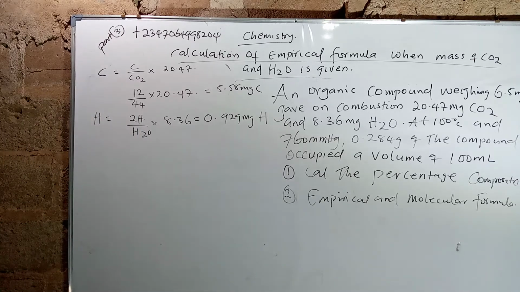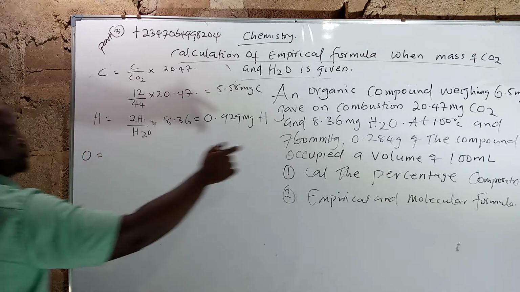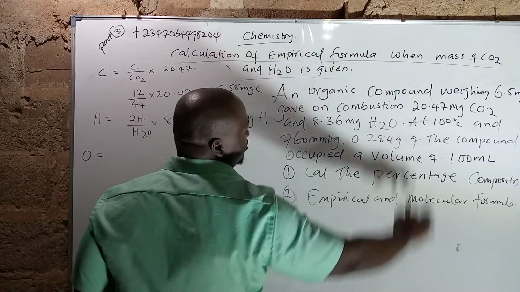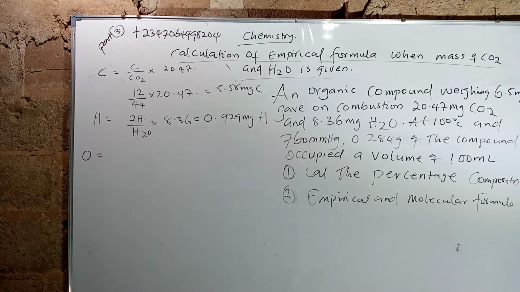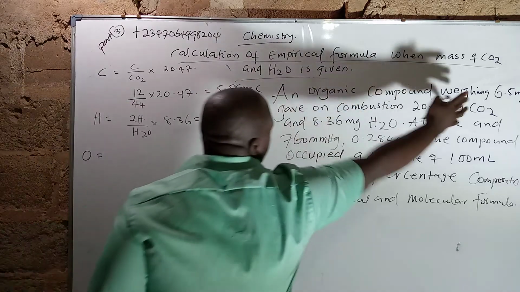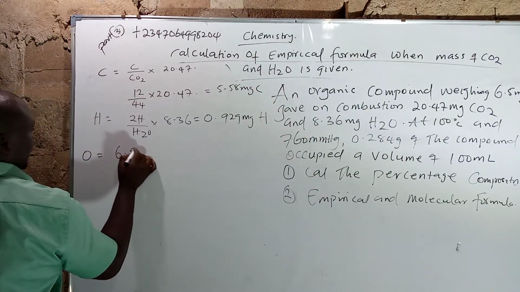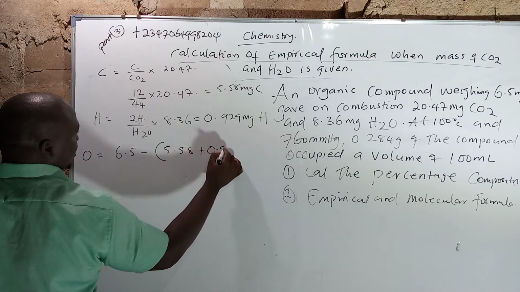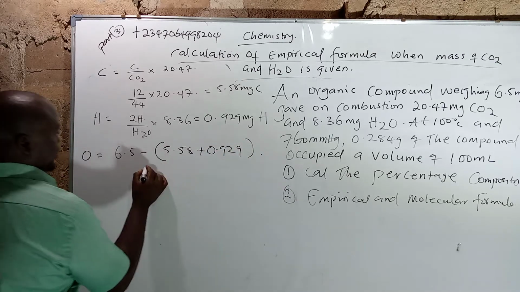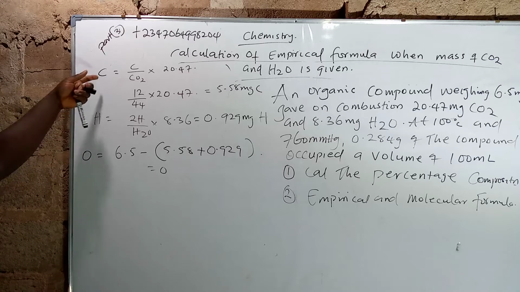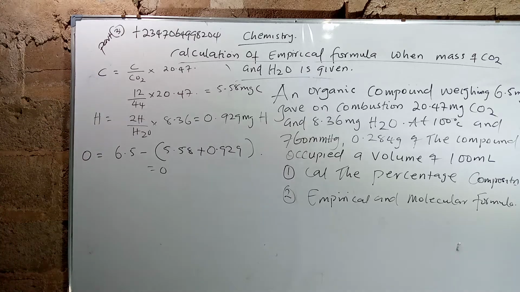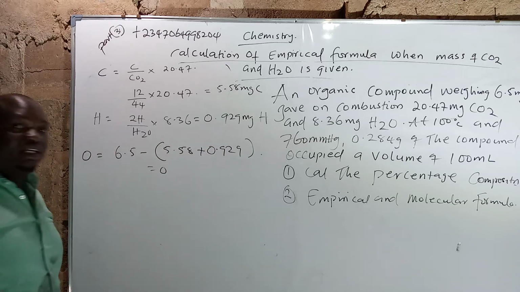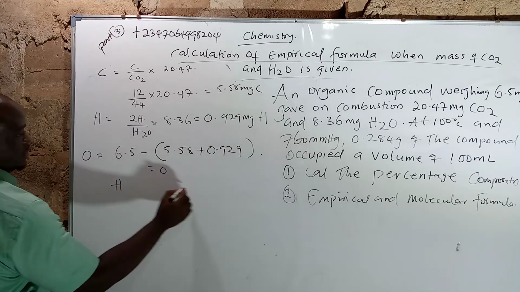From this place, of course, you want to get the mass of oxygen, right? So, for you to get the mass of oxygen, you need to add these two together and subtract it from the mass already given, which is 6.5. The organic compound weighs 6.5. So, 6.5 minus 5.58 plus 0.929, and what you get is 0 actually. So, if you got 0, it means that we're only solving carbon and hydrogen, because if you add these two numbers together, what you will get is 6.5. Now, this is for hydrogen, this is for carbon.